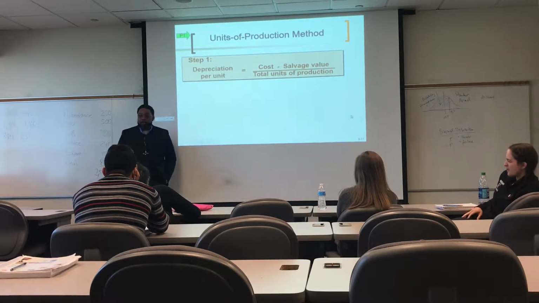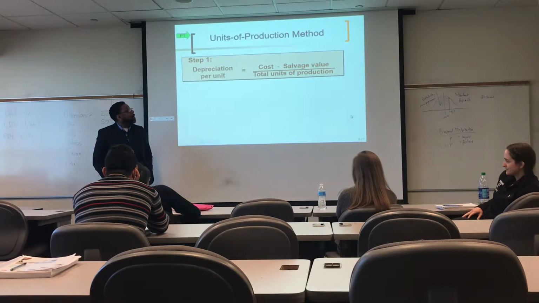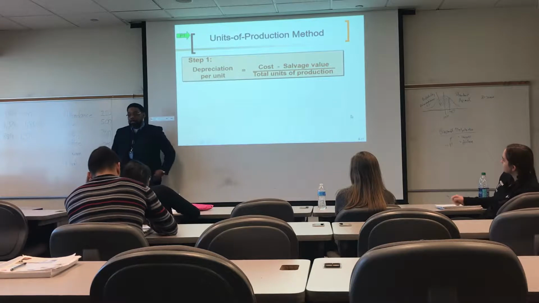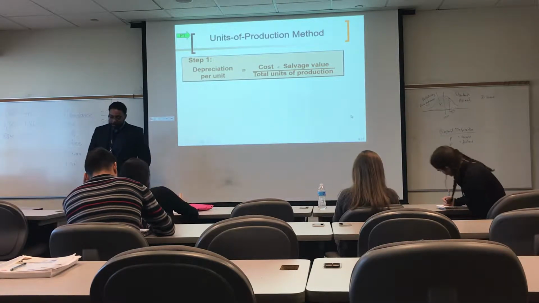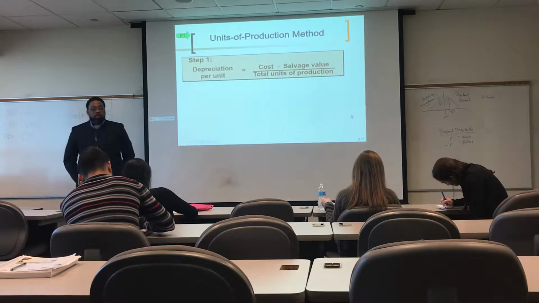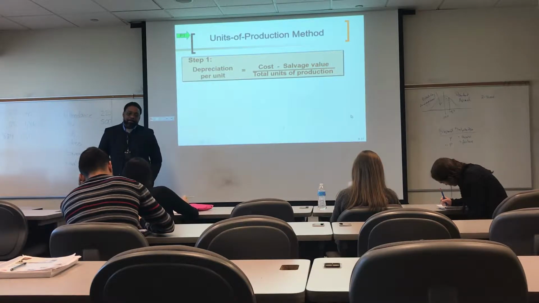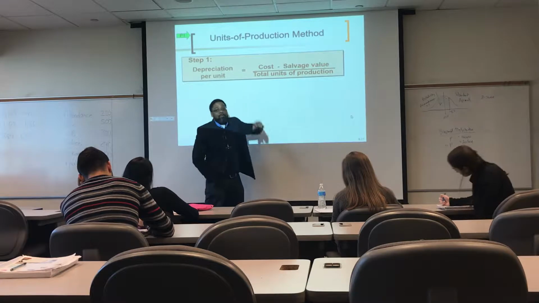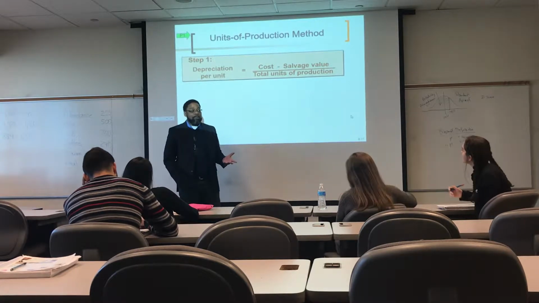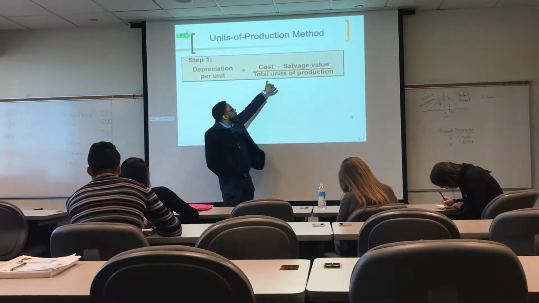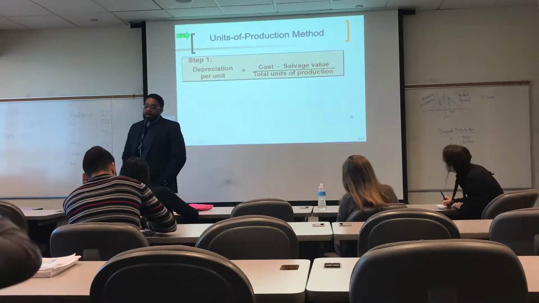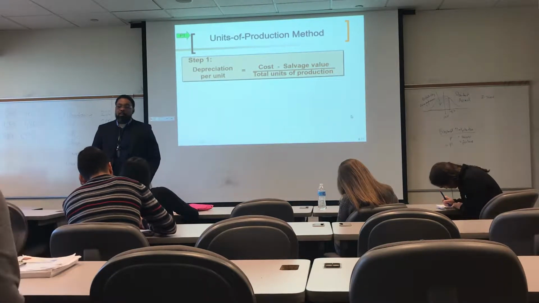All right, so let's get started. Units of production is the next method that we're going to do. Unlike straight line, where the denominator is useful life, which is time, what we're going to use is total units of production. So that's different from straight line.